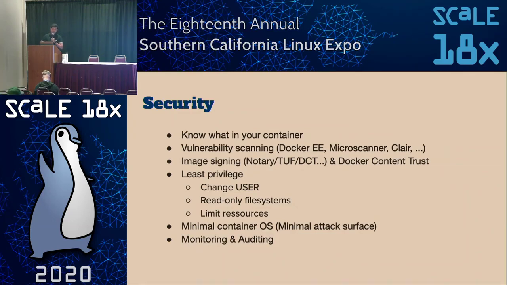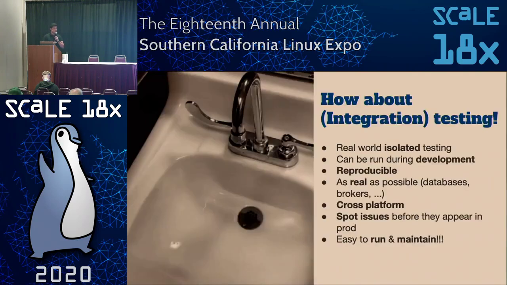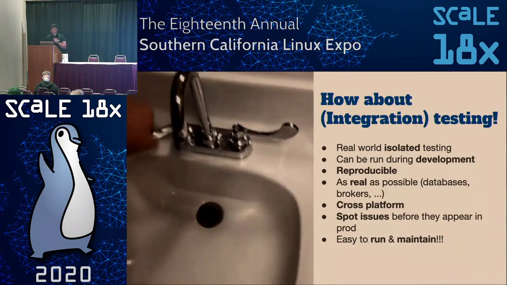And finally, limiting the resources that can be used by a process can help to avoid some kinds of attacks like DoS attacks. Also, as explained previously, having a minimal container OS helps to reduce the attack surface. And finally, having some monitoring tools in place helps to detect unusual behavior and trigger alerts.